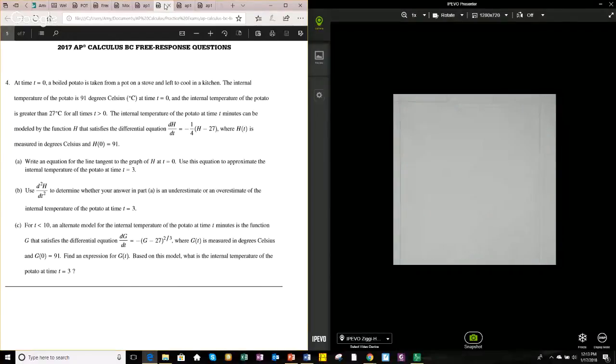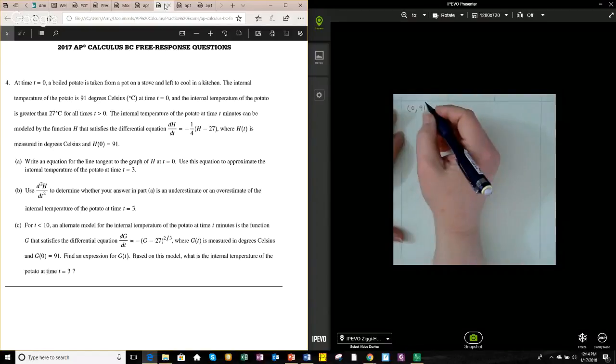All right, so at time equals t, a boiled potato is taken from a pot on a stove and left to cool in a kitchen. The internal temperature of a potato is 91 degrees Celsius at time equals 0. So they're telling us something there, and I like to write down a lot of times what they're telling us. They're telling us that the initial condition is (0, 91). All right, and the internal temperature of the potato is greater than 27 degrees Celsius for all time t greater than 0.